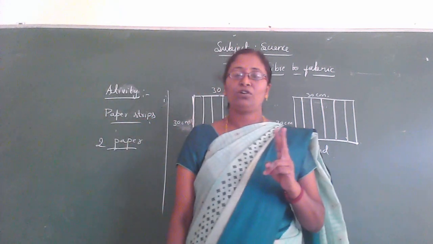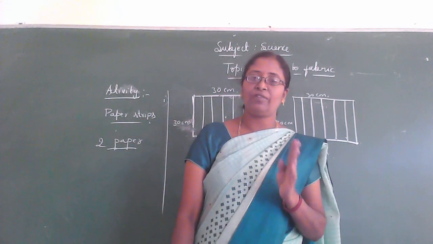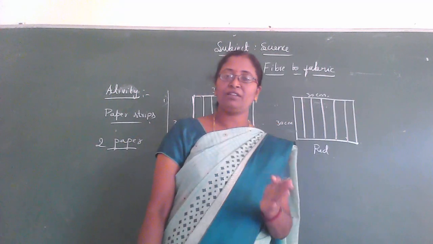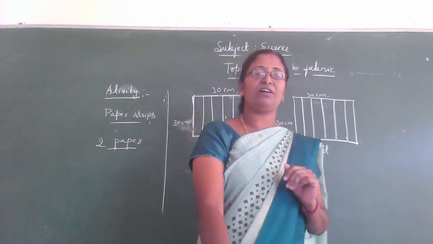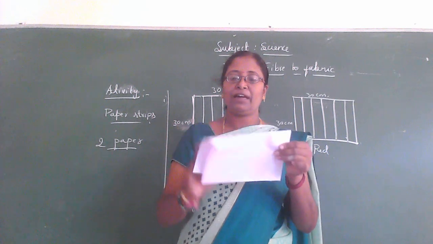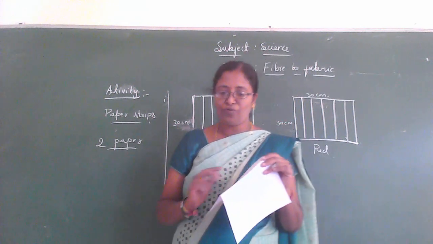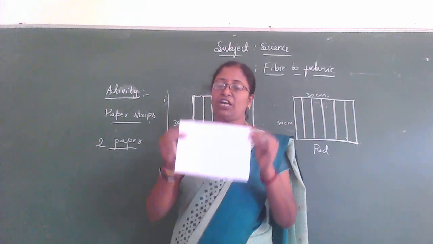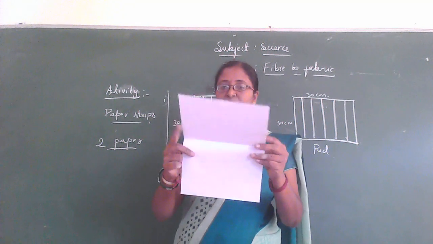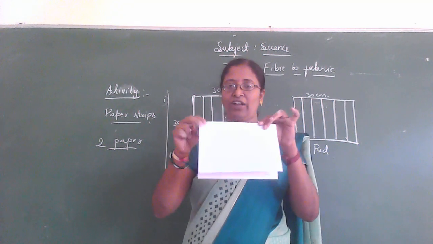So take two sets of paper of equal length and breadth, about 30 centimeters, and fold the paper like this. So children, now fold both the sheets into half. You have to fold like this.